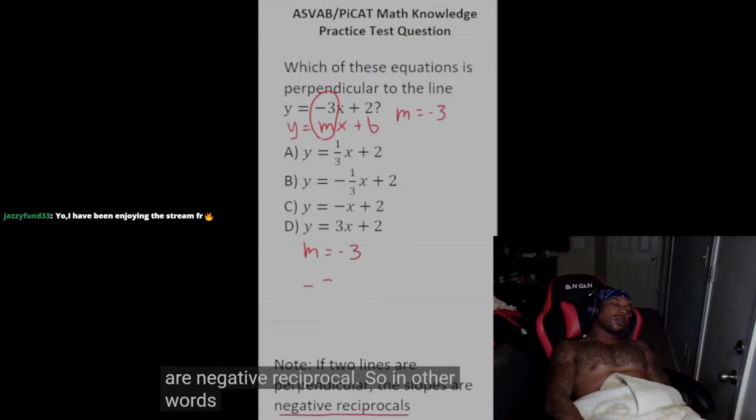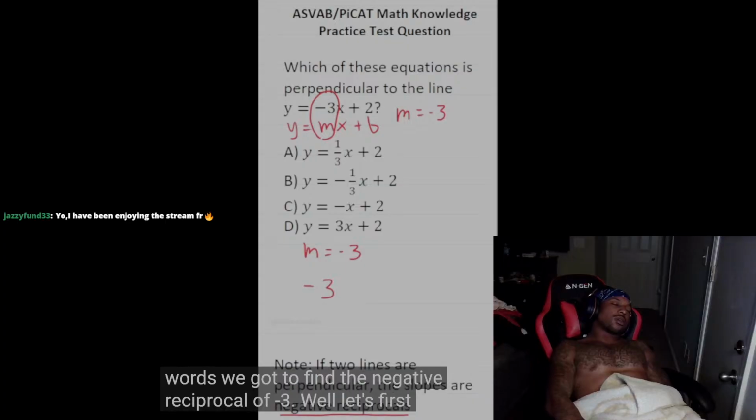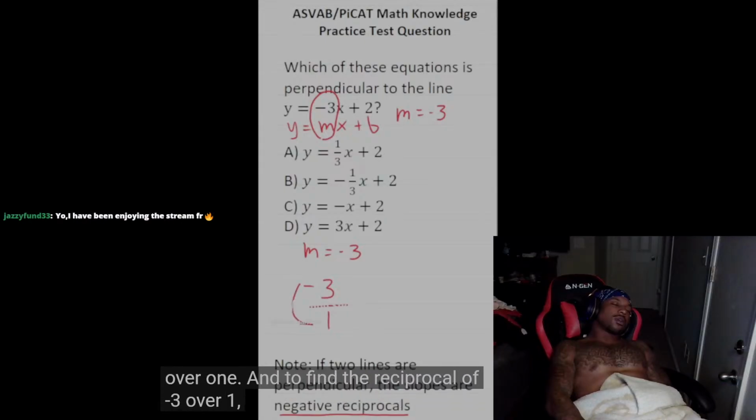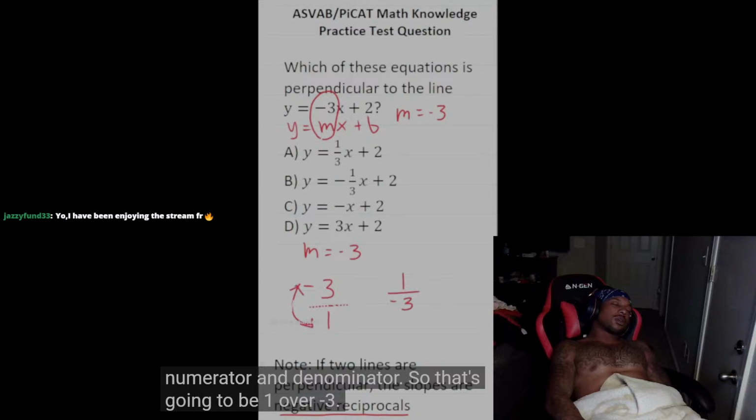So in other words, we have to find the negative reciprocal of negative 3. Well, let's first express negative 3 as a fraction by placing it over 1. And to find the reciprocal of negative 3 over 1, we simply exchange our numerator and denominator. So that's going to be 1 over negative 3.